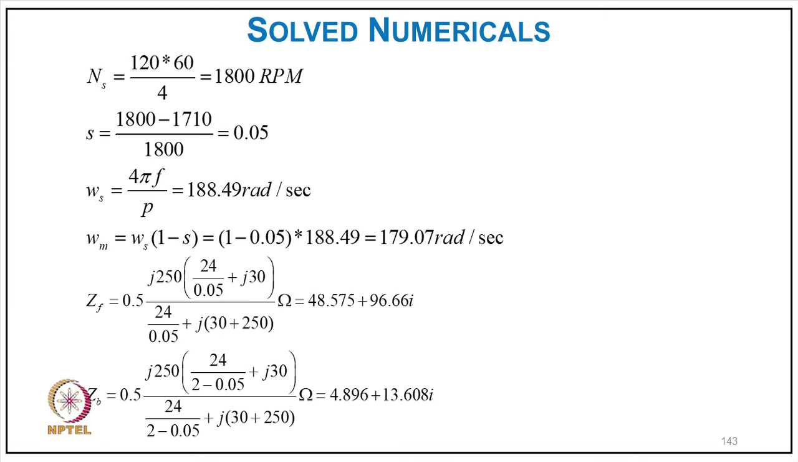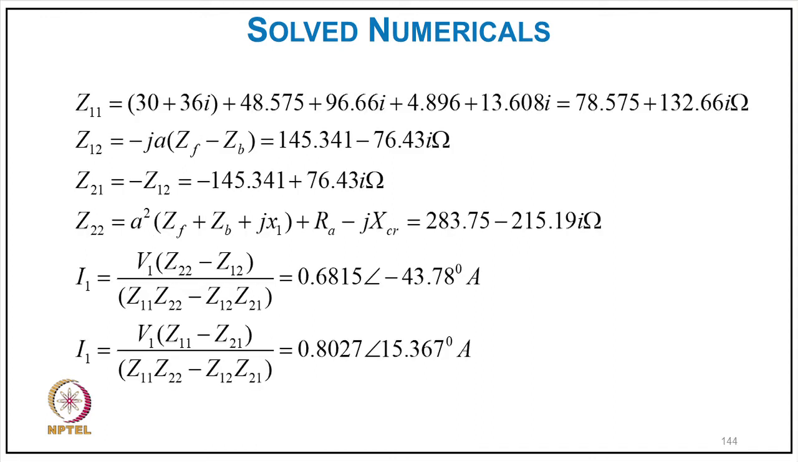So, here for the solution, NS equal to 120 f by p, it is 1800 rpm, and slip equal to (1800 minus 1710) divided by 1800, that is 0.05. Omega s is equal to 4 pi f by p, this comes 188.49 radian per second, omega m equal to omega s times (1 minus s), comes 179.07 radian per second, and ZF, putting in the value, comes 48.575 plus 96.66 j ohm, and ZB, putting the value in all this, 4.896 plus 13.608 j ohm.